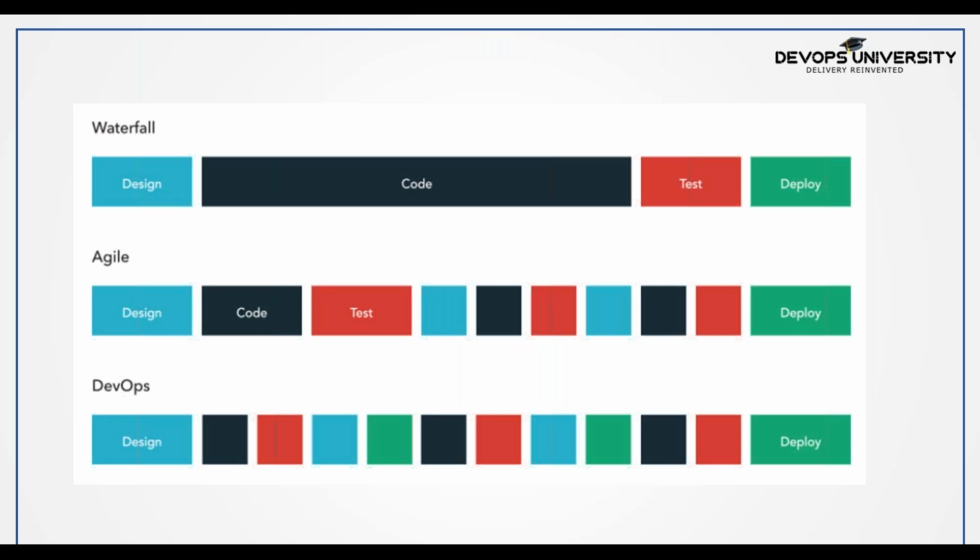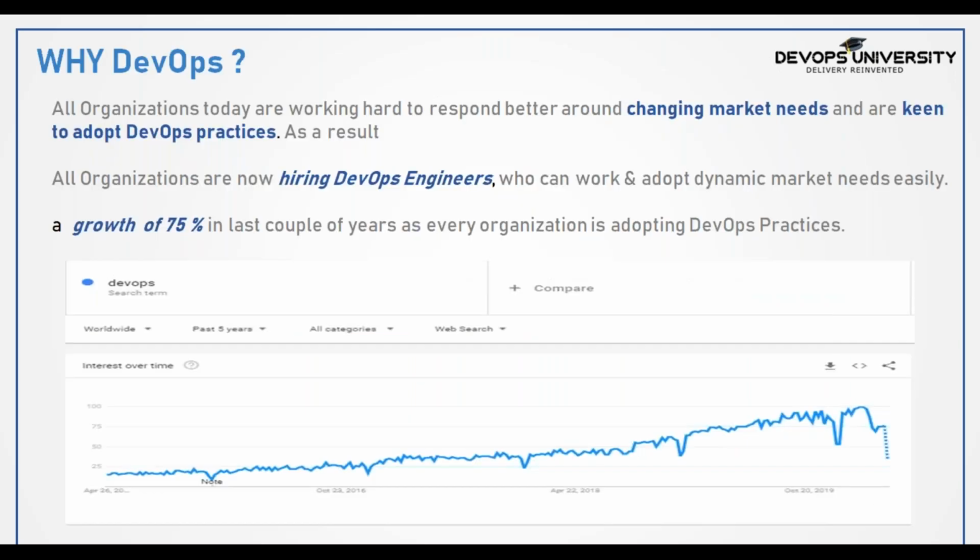I hope you're all clear on what DevOps is now. Why do we need DevOps? If you still have the question of why DevOps is required, team, it is because all organizations today are working very hard to respond better to a changing market. We are looking at more dynamic changes happening in the market right now. The market is keen to adopt DevOps practices, which help us be dynamic in nature. All organizations are hiring DevOps engineering teams who can work and adapt to the dynamic market and its needs easily.